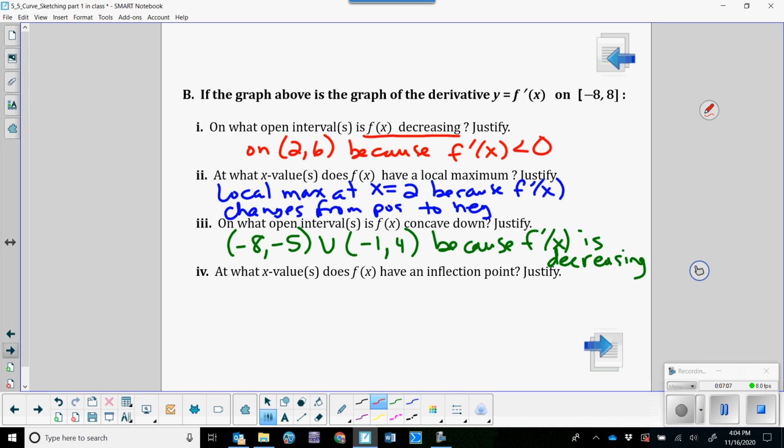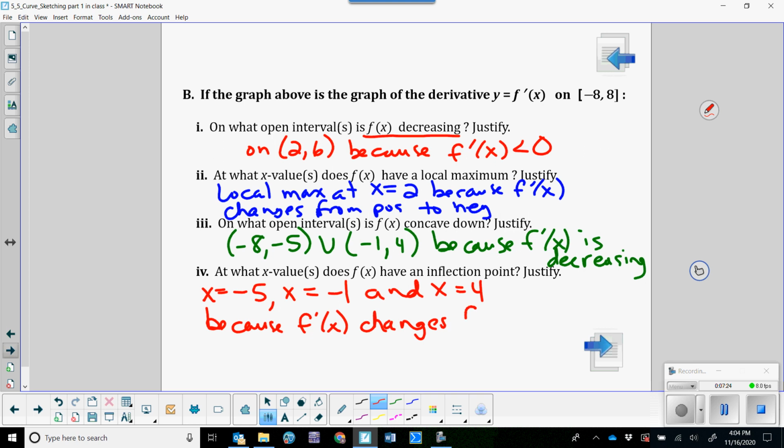So you would have x equals negative 5, x equals negative 1, and x equals 4, because f prime of x changes from decreasing to increasing, or increasing to decreasing, at those points.